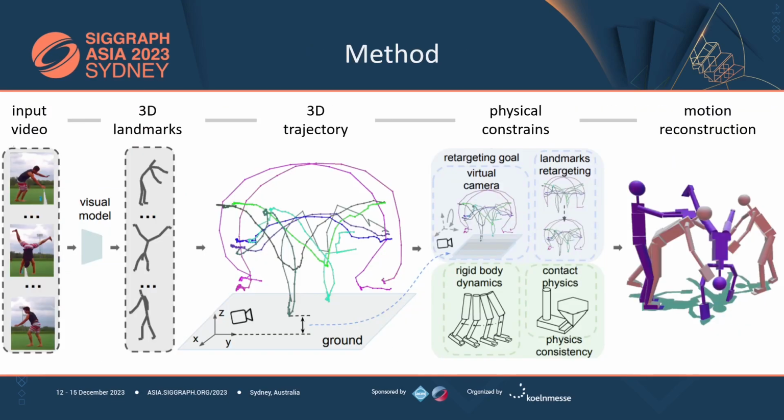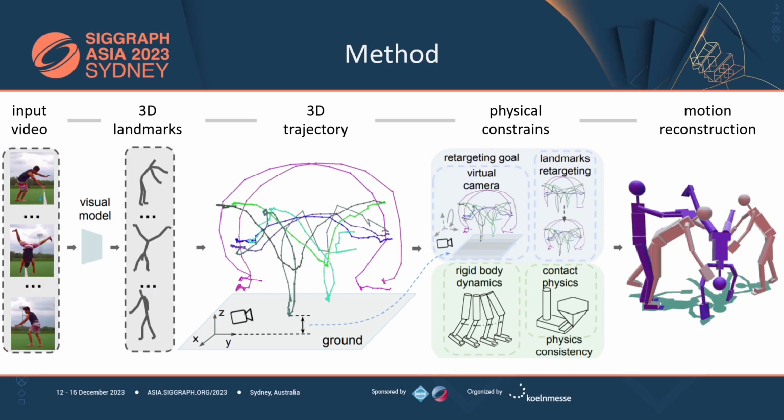This is the overview of our framework. Given a video clip, we first use a visual model to extract 3D keypoints in Cartesian space. According to our experiments, an improper ground location leads to a large reconstruction error and unrealistic motion.